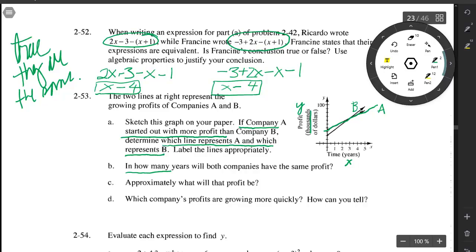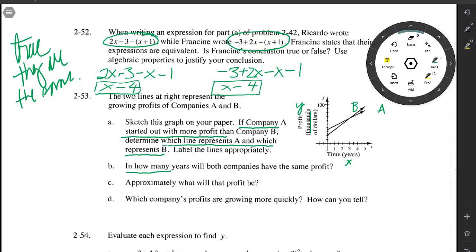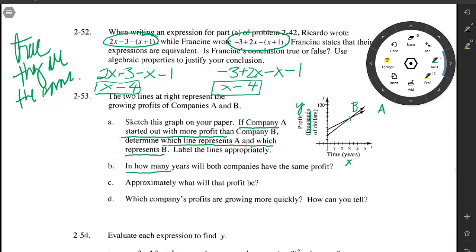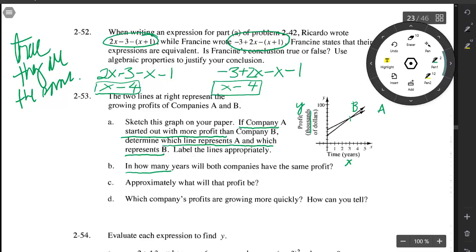How many years will both companies have the same profit? Let's take a quick look. So I just used a piece of paper and just lined up this point here with the y-axis. Comes out to be, it looks like it's 3. So I'll put 3 years.